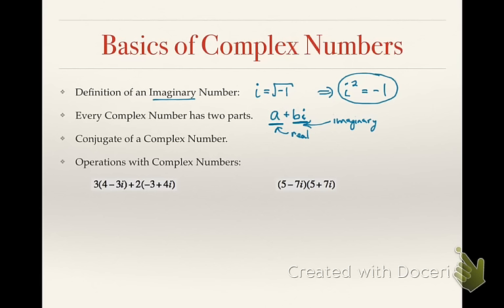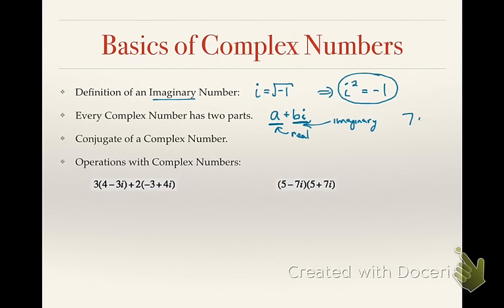Something that is purely real will just have an a. So a number like 7 is purely real because it has a 0i. Every number that you know of actually can be represented as a complex number. It's just that the number 7 has a 0i. The imaginary part is 0, it doesn't exist.